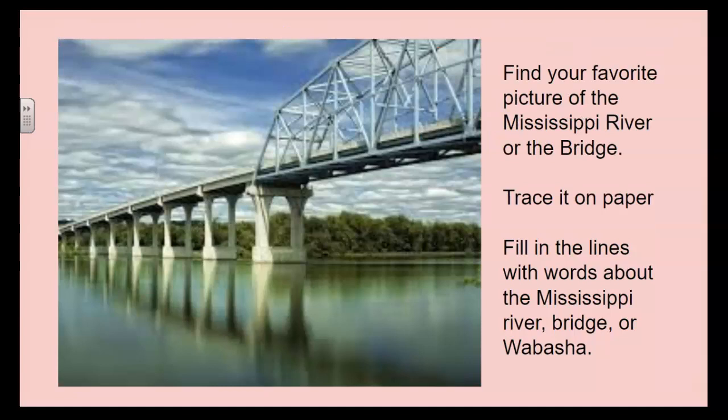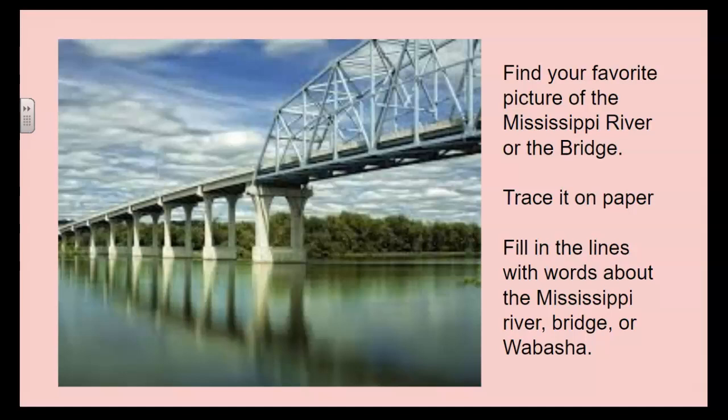So here's an idea. Take your favorite picture of the Mississippi River, or of the Mississippi River Bridge in Wabasha, or anything that relates to our area. You could maybe find a picture of an eagle, for example. Trace that picture on paper, or even take your computer screen and put a piece of paper over the screen and draw this picture out with lines, and then go back and fill in those lines with words.